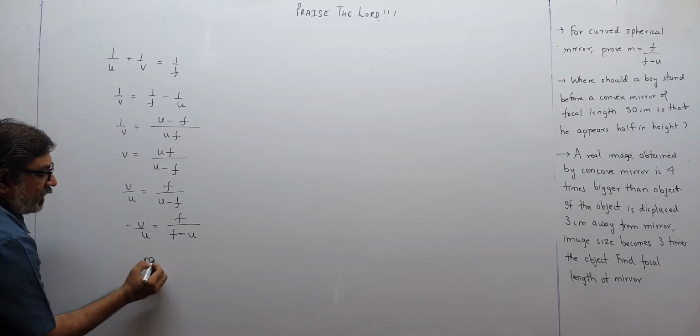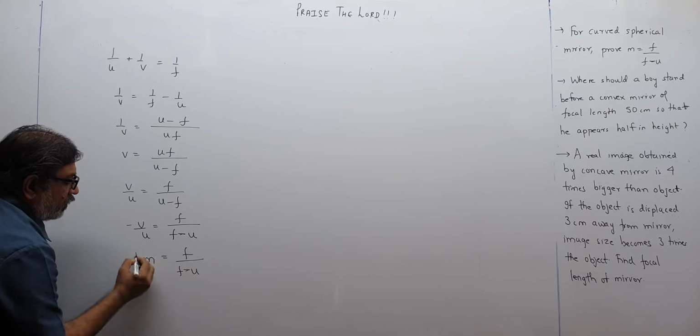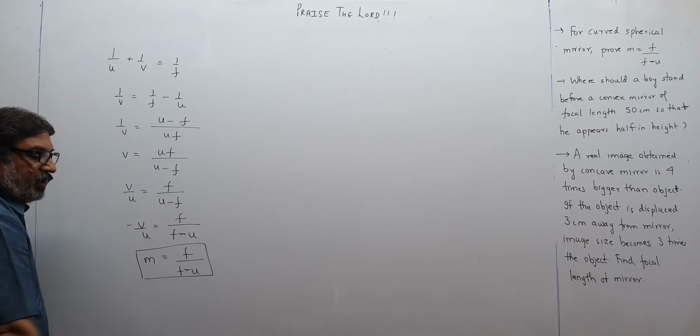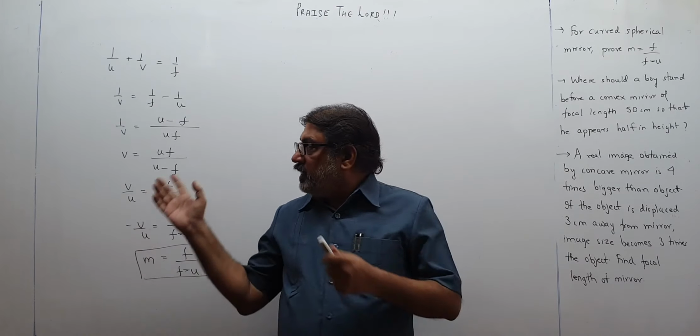And this is the formula for magnification, minus V upon U. So what is M? M is equal to F upon F minus U. Like this we can derive. Okay, children, so very easy.